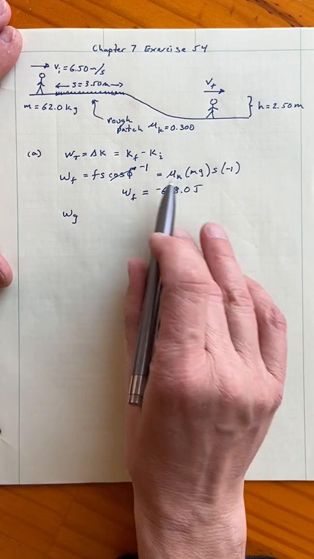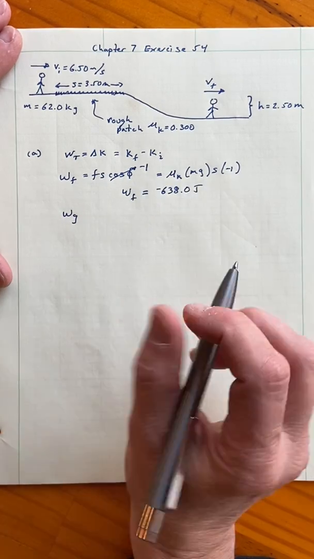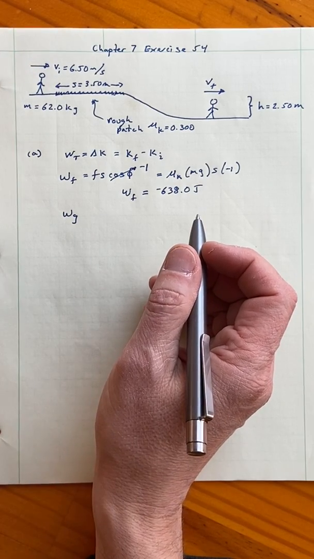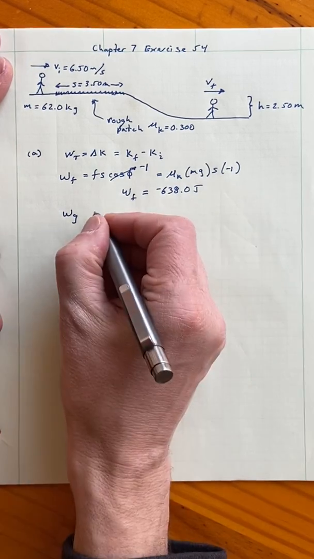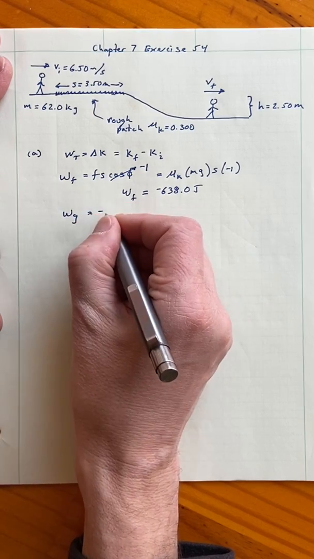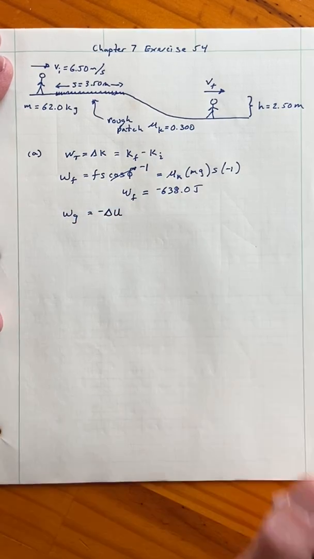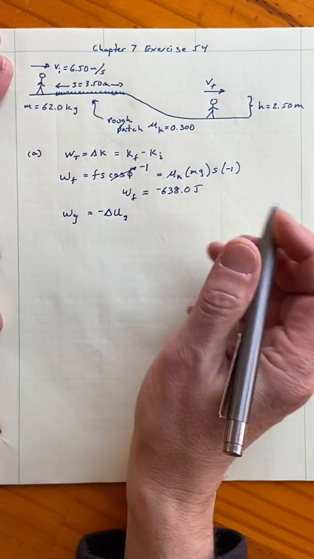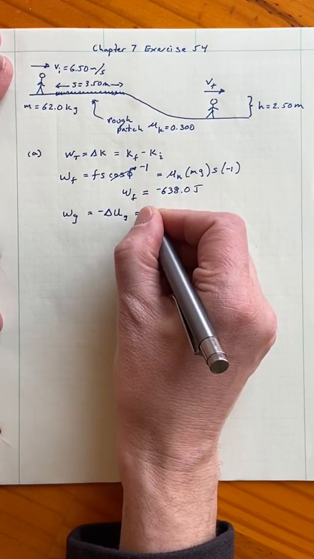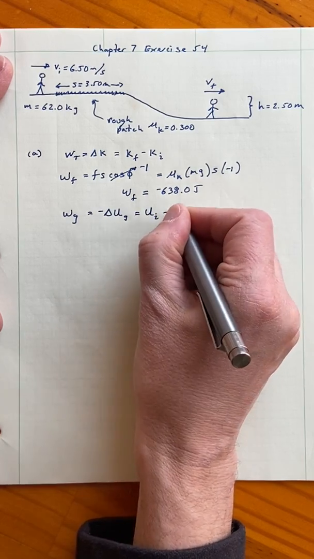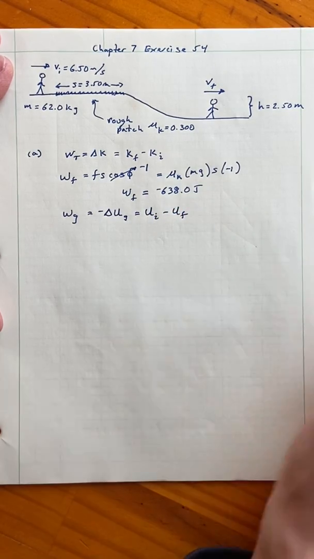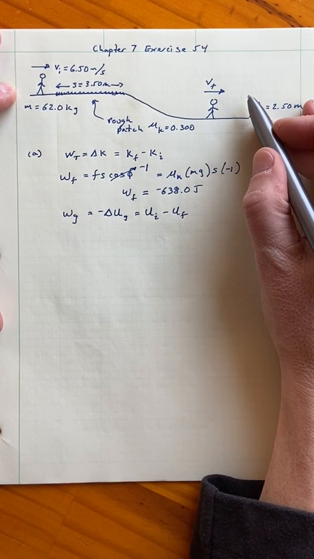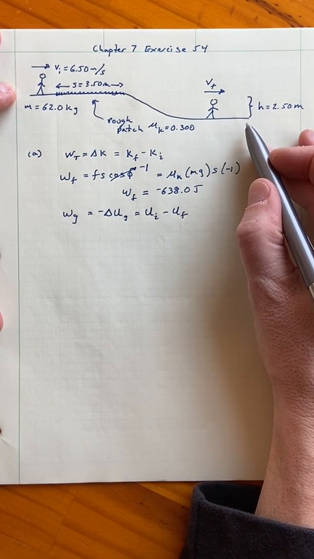So you should check to see whether or not you get the same number there. Now we want to calculate the work done on the skier by the force of gravity. Well, the way to get the work done by gravity is to use potential energy because it's a conservative force. So the work done by gravity is equal to minus the change in potential energy, which is U initial minus U final. So initially, the skier is 2.5 meters above where he is finally.